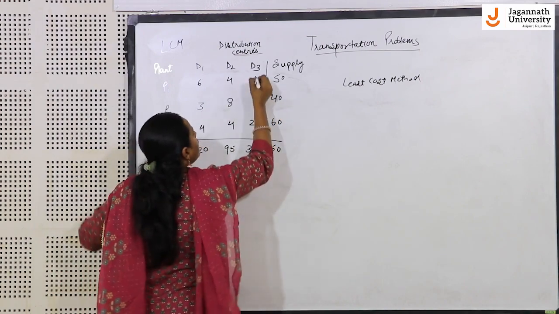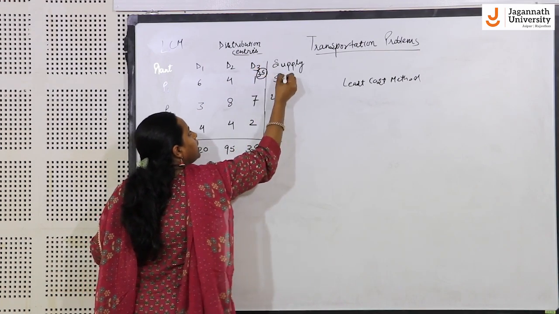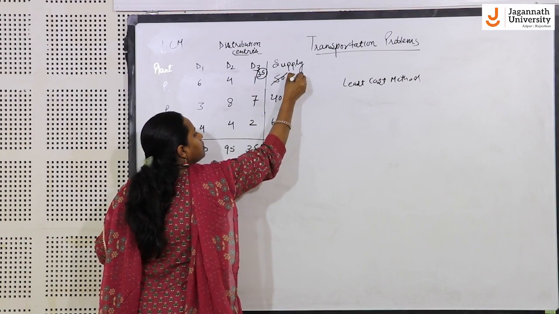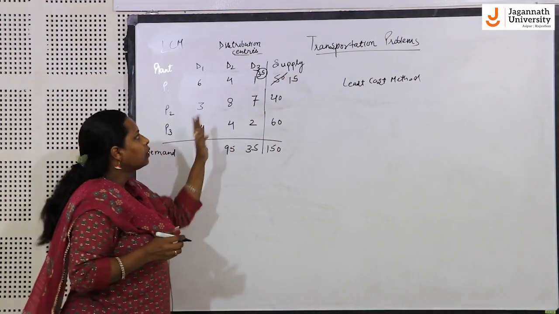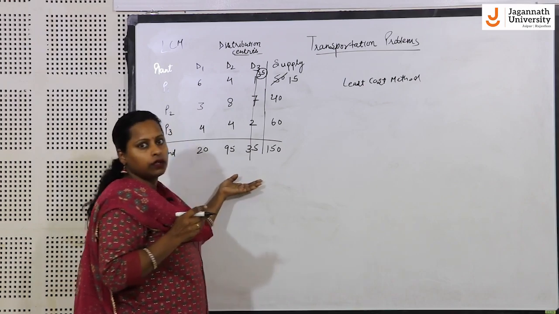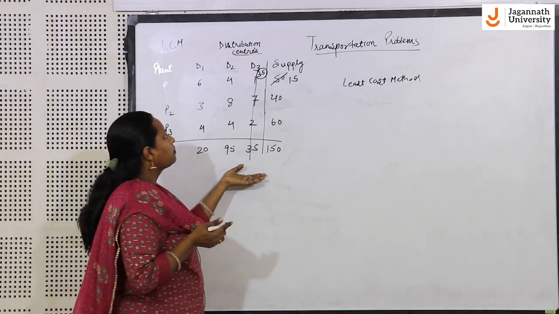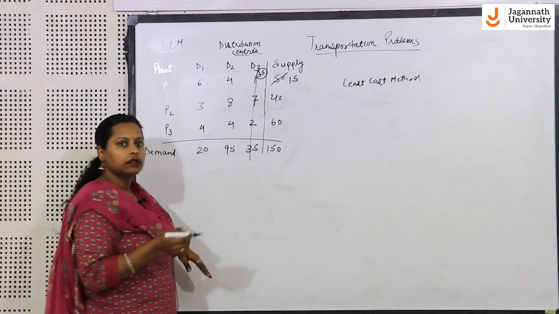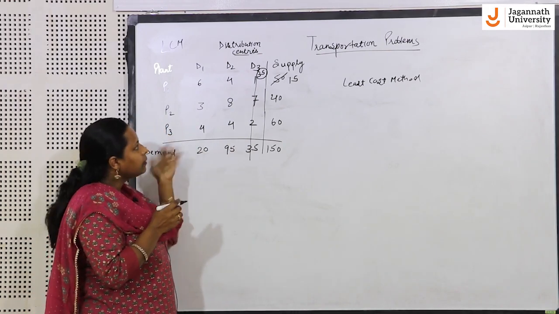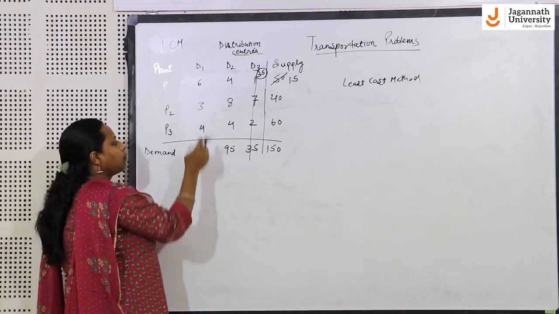So what you will do? You will allocate 35 units to 1 and the remaining units will be 15. Hence the whole column will be finished, because we cannot generate new demand on this same point. Fine. Now again the least cost, again the minimum number from among all these, that is 3.